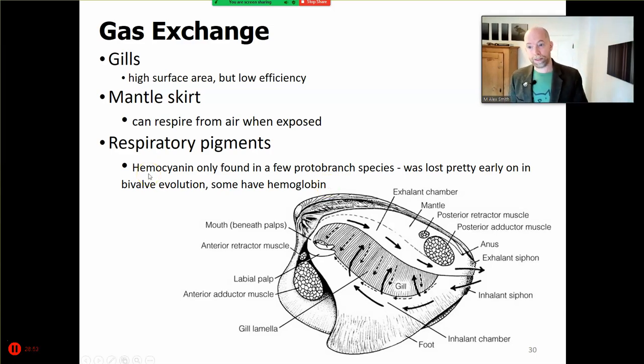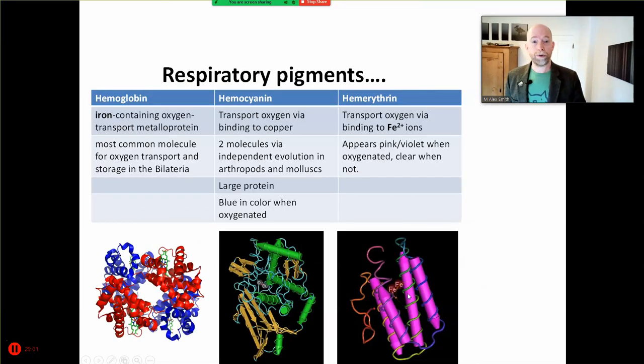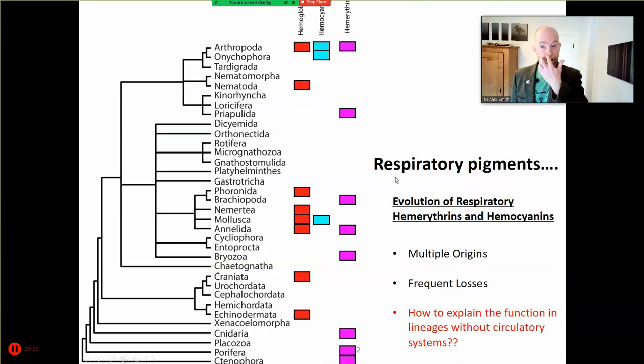The respiratory pigments that we've seen, some have hemoglobin, some have hemocyanin. Remember, we've talked about these respiratory pigments before. We've got the iron-containing oxygen transport metalloprotein hemoglobin. Hemocyanin is the one that's greenish with copper, and then hemerythrin, which has a pink or a purple color. And their distribution we've also talked about phylogenetically. So within the mollusks, we see principally two of them, the hemocyanin and the hemoglobin, and then hemerythrins.